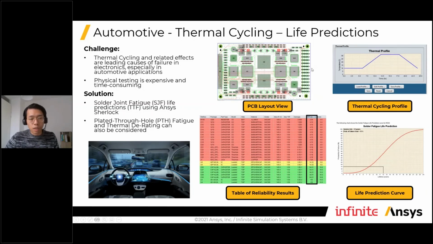The automotive industry is one of the industries that requires quite a high standard for electronic devices because of its usage scenario: several loads of thermal cycling across the day, and also different profiles across the entire year. So how are you going to capture this, and know that your device can withstand such thermal cycling? Once again, based on the fatigue model that we have, we'll be able to predict the solder joint fatigue or through-hole fatigue.